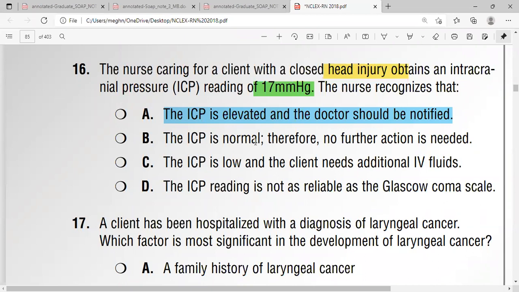So B is not an answer. Answer C is incorrect because the pressure is not low, right? And answer D is incorrect because an intracranial pressure reading provides a more reliable measurement than the Glasgow Coma Scale. So answer A is correct.